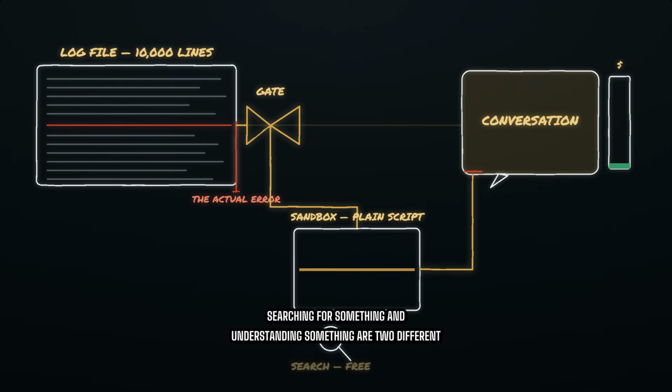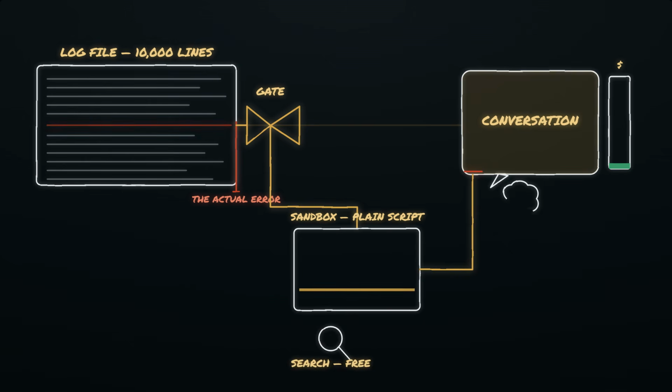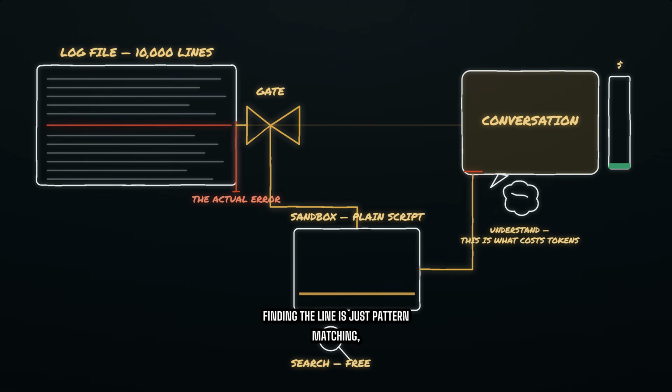Searching for something and understanding something are two different jobs. Finding the line is just pattern matching. Any plain script can do that part. Understanding what it means once you've found it, that's the part that actually needs Claude. So that's the only part that gets to cost you anything.